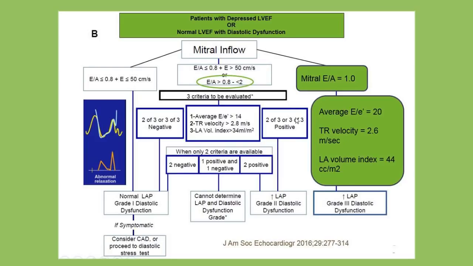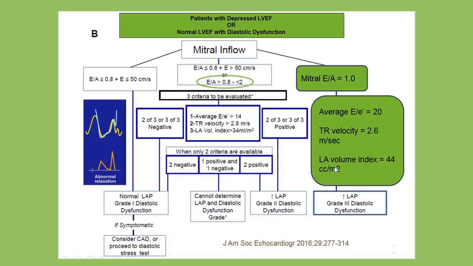The average E/e' was 20, and again, the cutoff for that is over 14 for the average. So that is a positive finding there. The TR velocity was only 2.6 in our patient, and the cutoff for this algorithm is greater than 2.8, so that is not a positive finding.